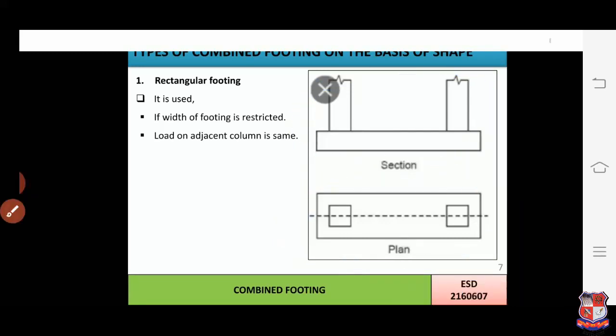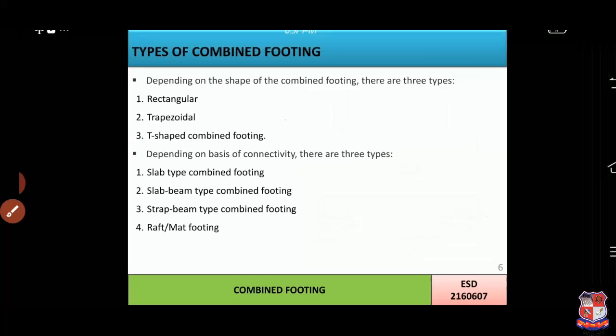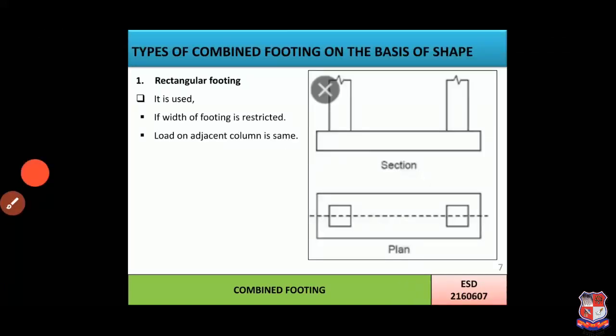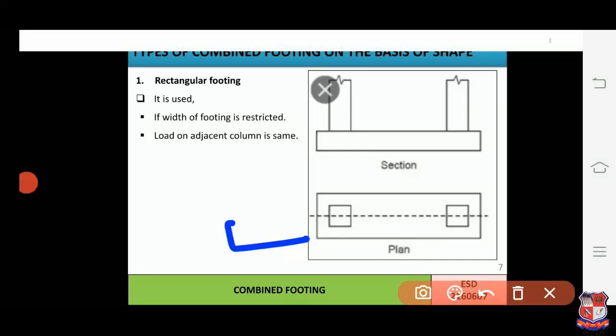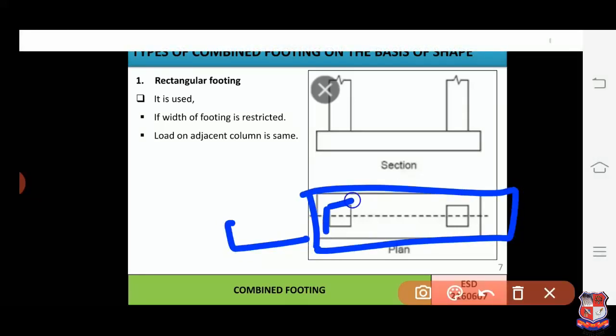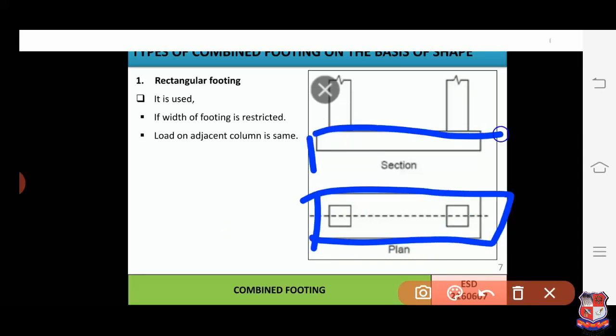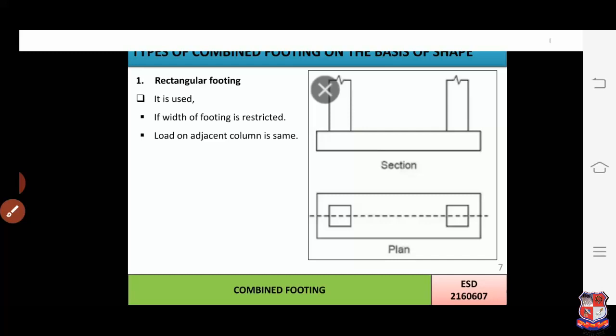of this one of rectangle. We can see over here rectangle footing is there. Two columns are provided over here. In elevation we can see that this one and this one are the two columns, and this one is the footing. Okay, it is used if the width of footing is restricted, and second, if the load on the adjacent column is same.